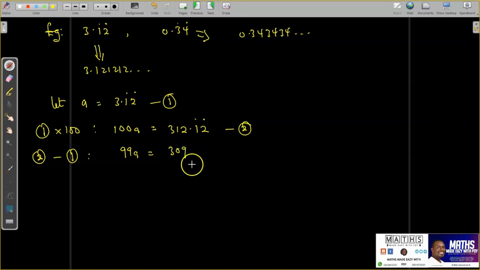309. Wonderful. So at this point, we want the value of A, and that will give us the fraction that we desire. So we divide both sides by 99. So we have A equal to 309 divided by 99, which is the answer to the question. Can you confirm it, please? Yes.